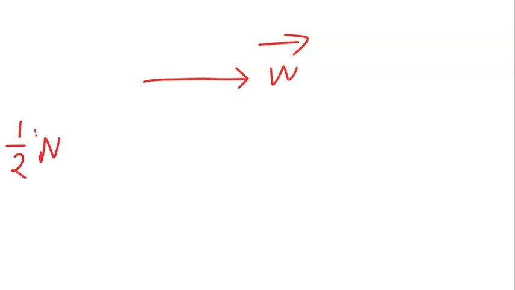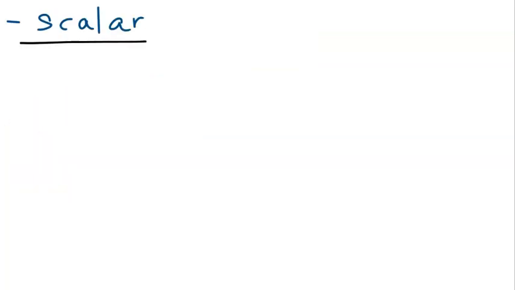Another example, if you have a vector W as shown, now I want to know how to sketch vector half W. So vector half W is parallel to vector W, but it would have a length which is half that of vector W. So this is vector W, half W.